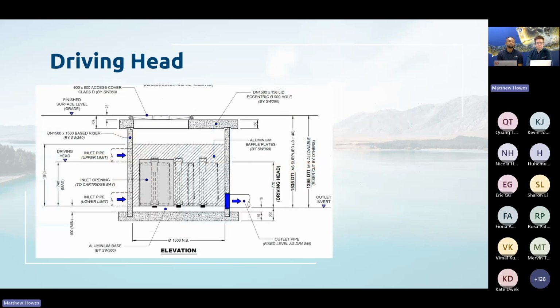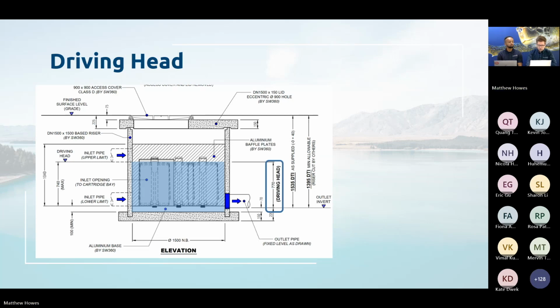With the StormFilter, the driving head is dictated by the cartridge height that you choose. What happens is water flows into the device. And as we covered quite neatly in our StormFilter webinar last year, there's a float inside the cartridge, and the water builds up to a certain point, the priming depth of the filter, at which point that float lifts and the treatment mechanism is activated. So there's no treatment flow up to that point.